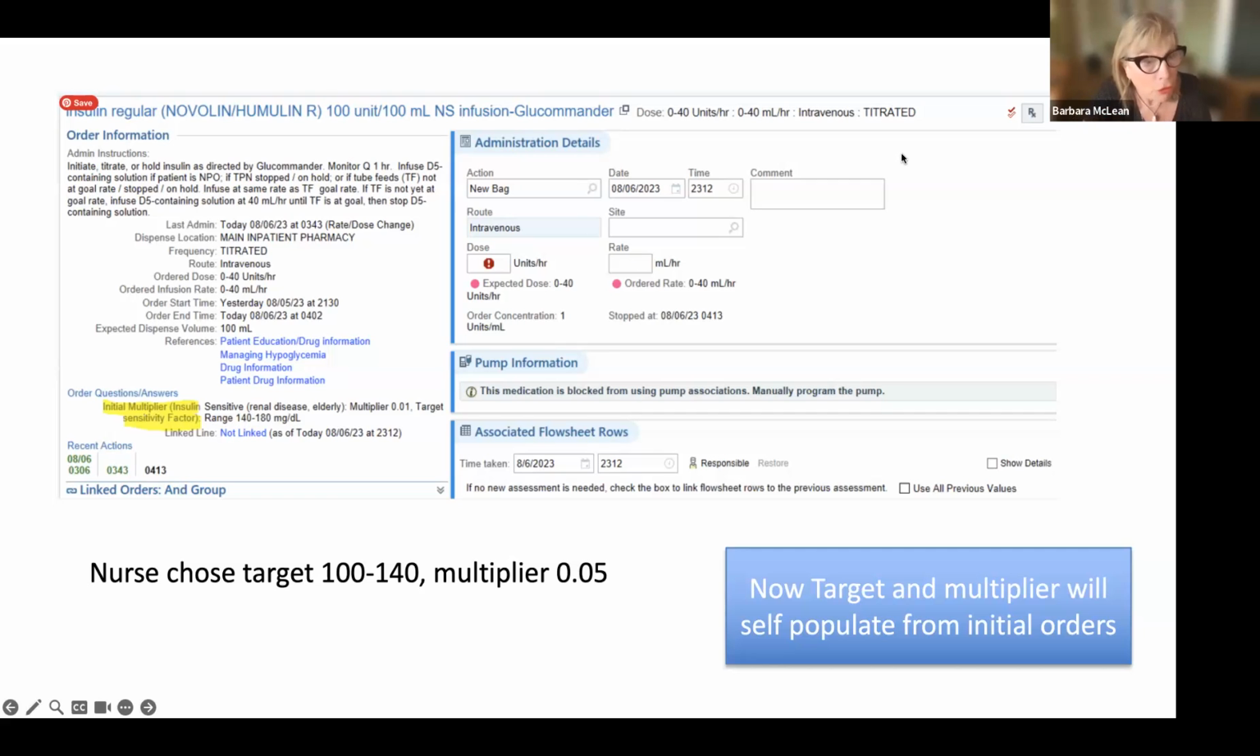Okay. But what I want you to know is in the upgrade that we had last Tuesday, so you might know Glucommander was down for 9 hours, target and multiplier will self-populate directly towards the Glucommander. Right now, the nurse has to transcribe it, but now the target and multiplier will self-populate into the initial order set. So now you just need to be careful. And in this case, the provider, this wonderful APP, did a fantastic job, ordered it correctly.